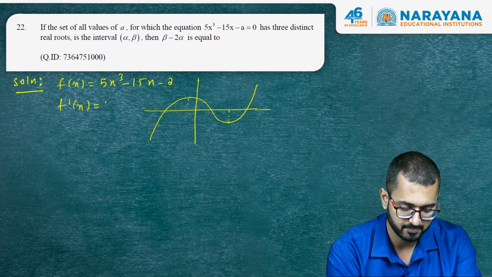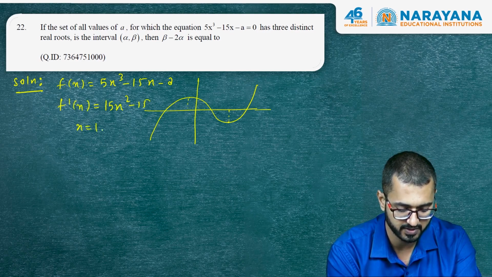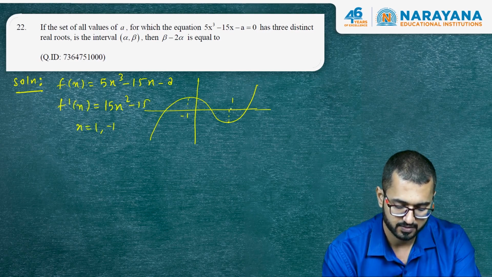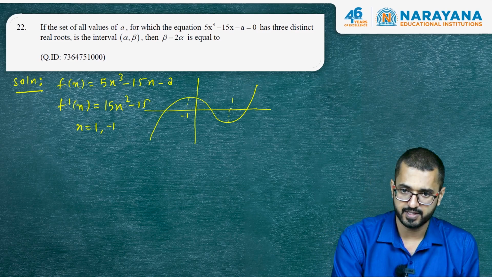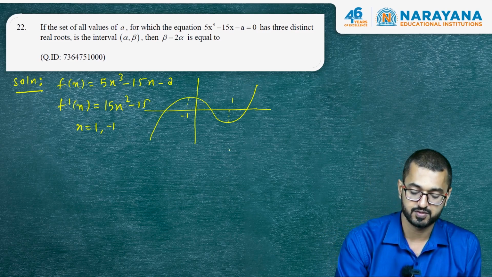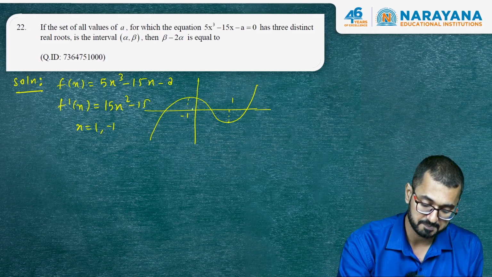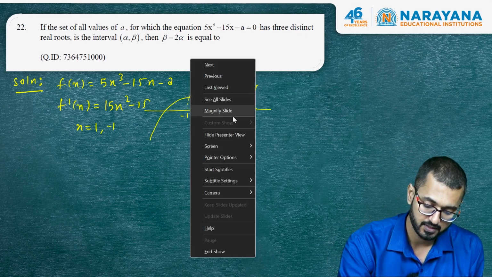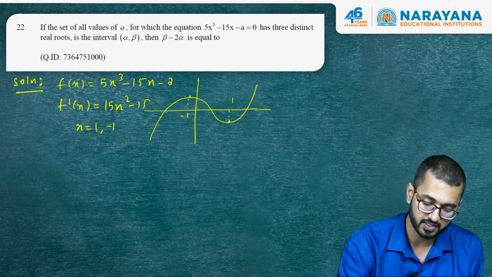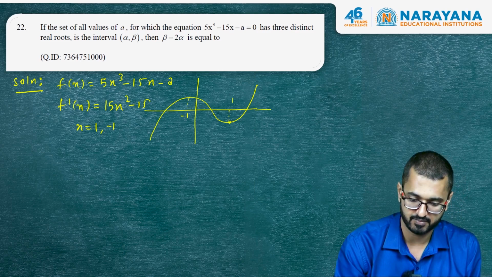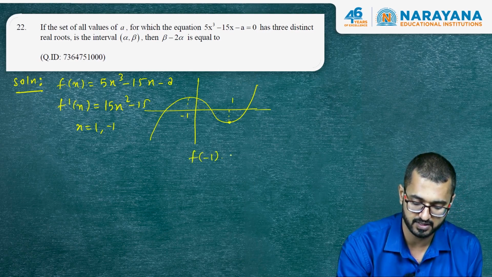So it will become 15x square minus 15. So yes, x is equal to 1 and minus 1. So now we have got minus 1 and 1, and now we want 3 distinct real roots. So for having 3 distinct real roots, what should happen? The maximum value and the minimum value must be of the opposite sign. That means I can say that f of minus 1 into f of 1 must be negative.